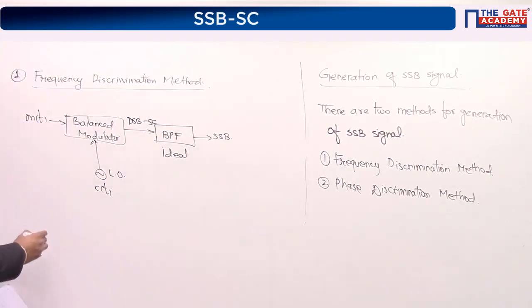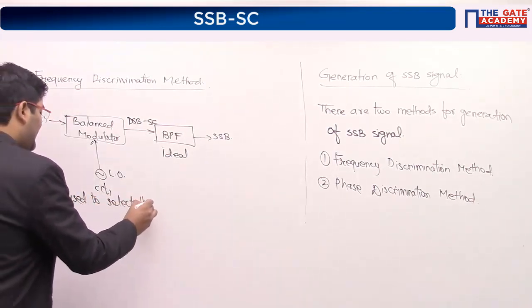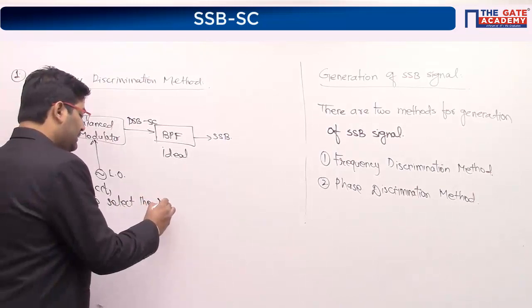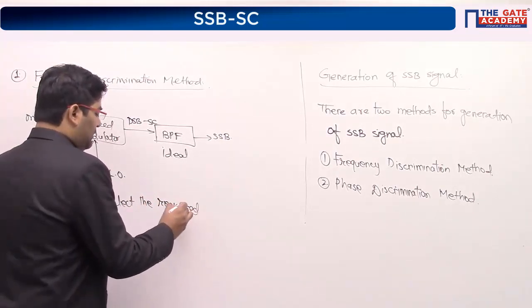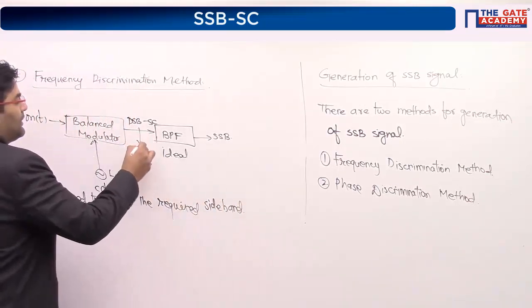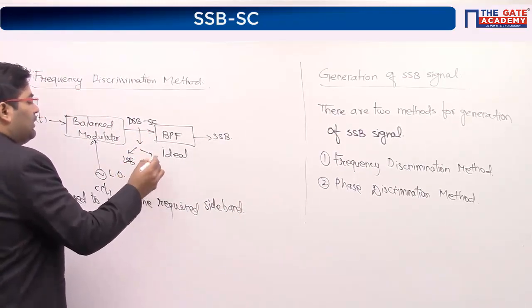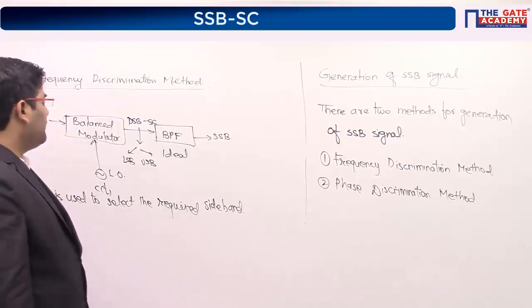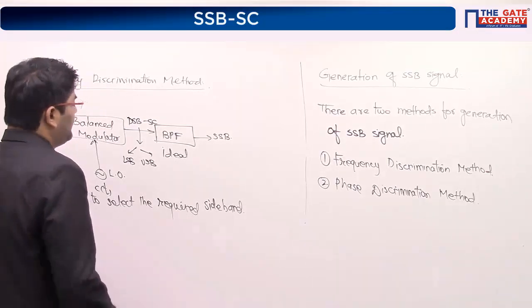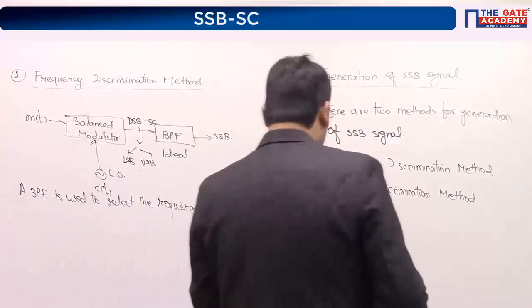So what will happen here? A band pass filter is used to select the required sideband, because you are getting both the lower sideband and the upper sideband. You get either a single sideband of upper sideband or lower sideband by using appropriate cutoff frequencies of the band pass filter. So let me show you with the help of spectrum.